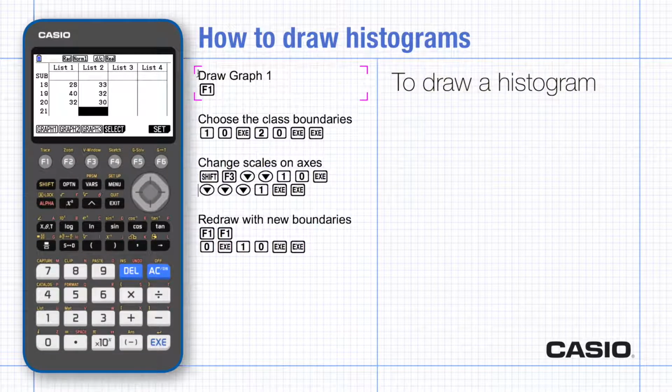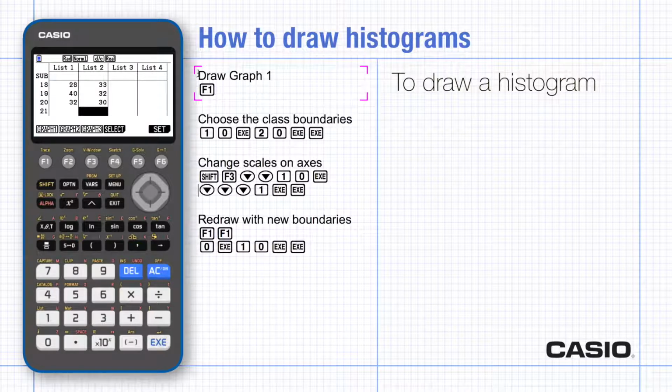Before you draw your histograms, you'll need to know the lower class boundary for the first class, known as the start for the histogram, and the class width, which is the same for every class. You can easily change these to get the histogram which suits your data best. I'm going to use 10 for the start and 20 for the class widths.